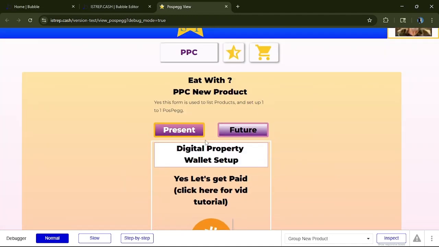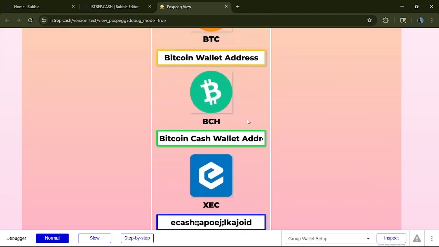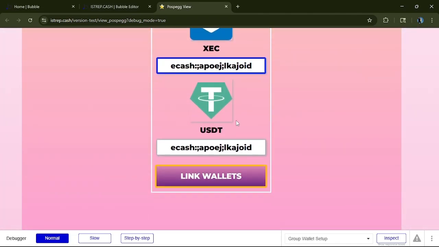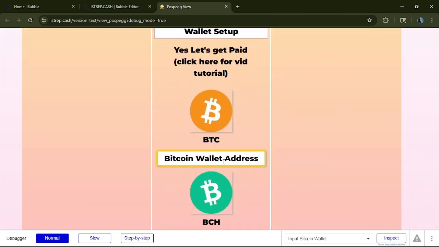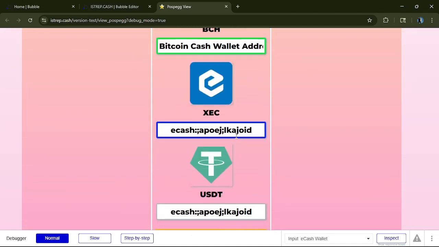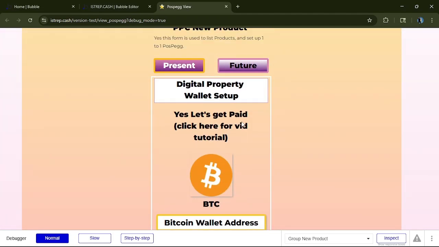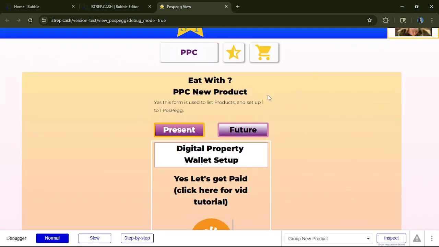Then it lets you list a product, which will be a separate video. We begin by listing the product by putting in all the addresses that we have here so that we can get paid, because that person might pay you in Bitcoin BTC, they might pay you in BCH, they might pay you in ZEC, or they might pay you in USD. We have to decide where we're going to send your money. So that'll be the beginning of listing a new PPC product.